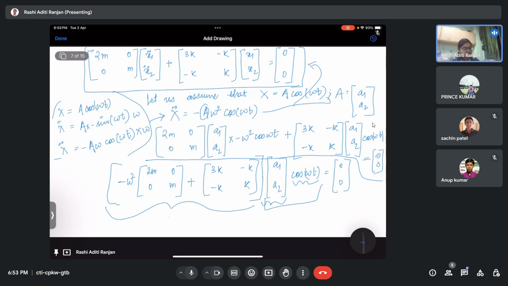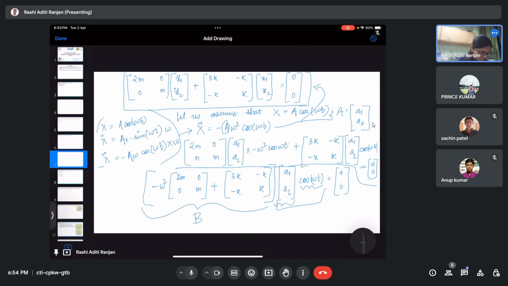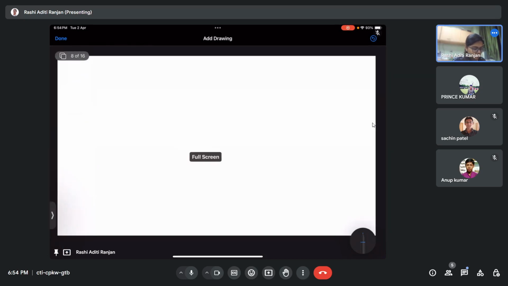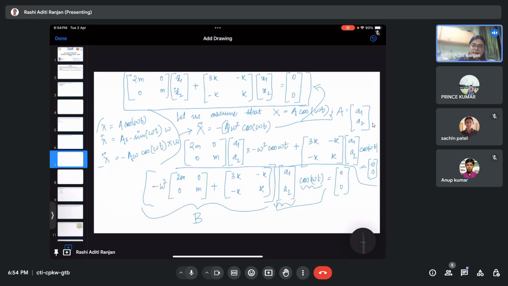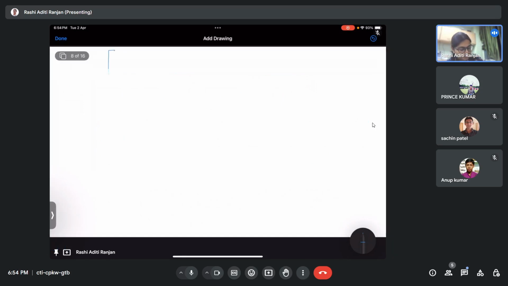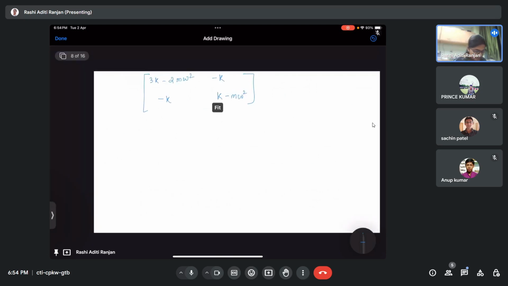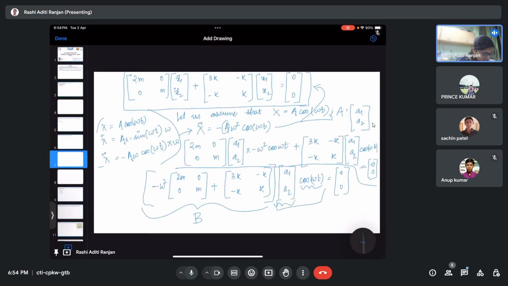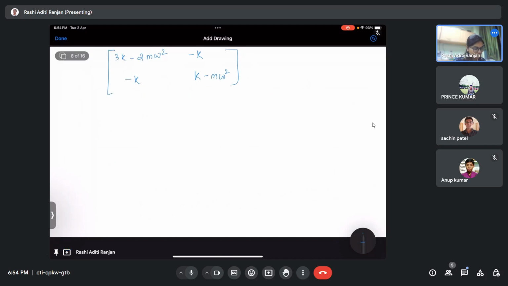Then this means that this matrix, let us suppose B, is singular. Now when I say that this matrix is singular, it means that the determinant of this would be equal to 0, right? So if I try to break this, what would I get? First I'll try to sum this up. I have these two matrices, I can sum them. And what would I get? I'll get a matrix like [3k minus 2m omega square, minus k; minus k, k minus m omega square]. Is it right? Let me just see. k minus m omega square. Okay, this is right.